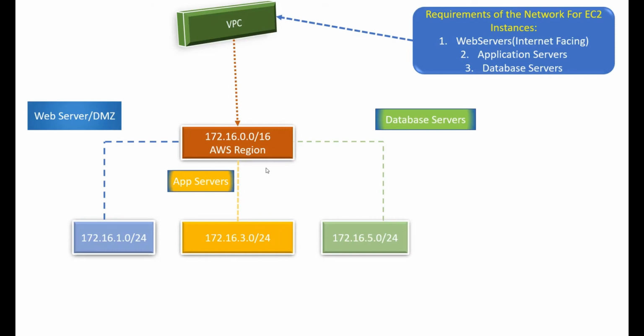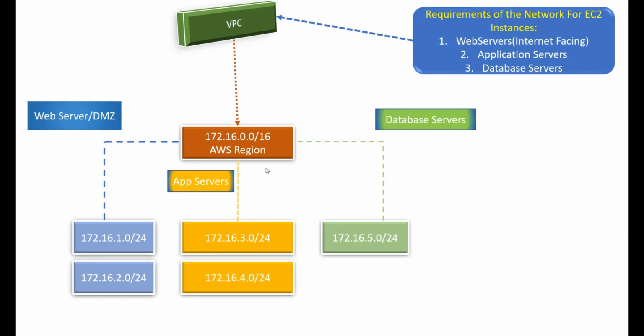but here you also need to create high availability for web servers, application servers and database servers. Then you again need to decide one more; each section will have one more subnet. So I have created one more subnet for the web server, then one more subnet for the app servers, and again for the database servers. So I have created two subnets for each section.